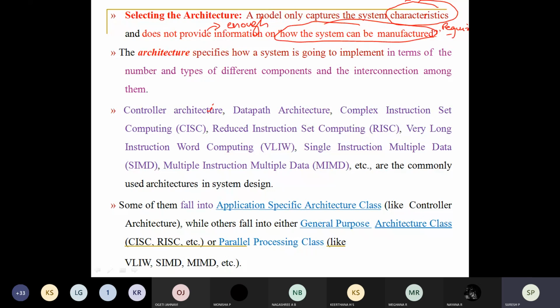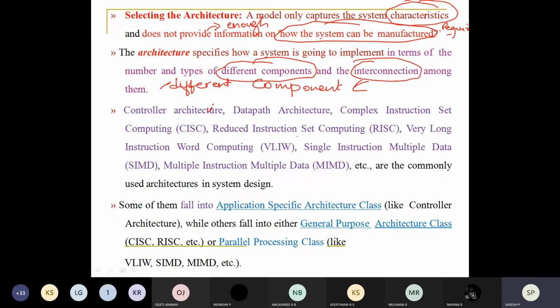Basically, the architecture specifies how a system is going to be implemented in terms of the number and types of different components, and the interconnection among them. What are the different components I'm going to use, and how are they interconnected? Depending upon that, there are n number of architectures.